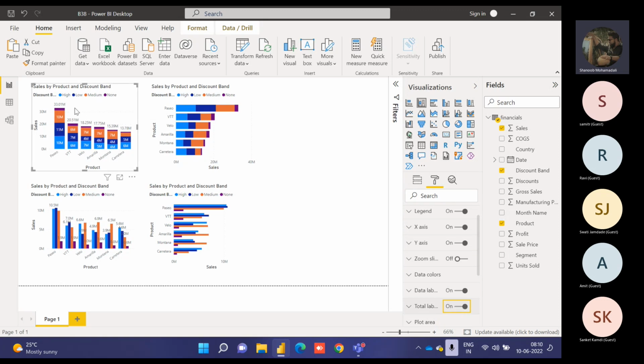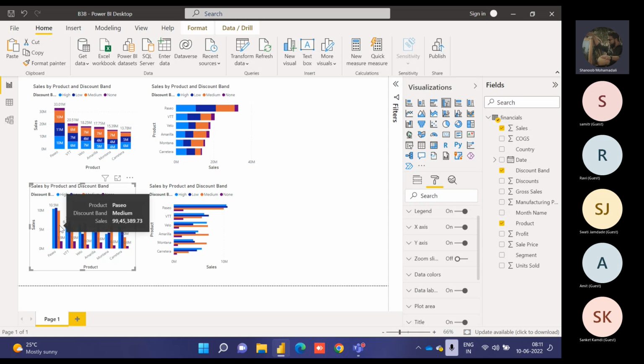So remember, total label is only and only available for the stacked version of the charts. It is not available for the clustered. Why? Because here it doesn't make sense, because already we are showing it individually. So that is one difference between the two. All right. So this was about the first four charts. Let's go to the next one.